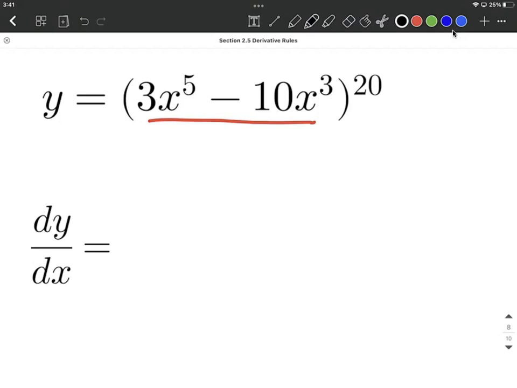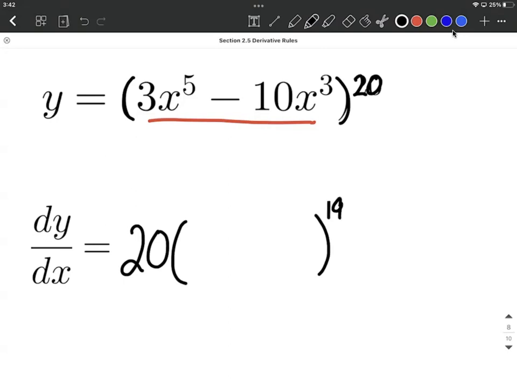So the first part we want to deal with is the outer function. Basically thinking all of this raised to the 20th power. Let's take the derivative of that initially, just like you would, say, x to the 20th power, using the power rule. So the exponent comes down, and you reduce the exponent by 1. So 20 minus 1 makes 19 for our new exponent.